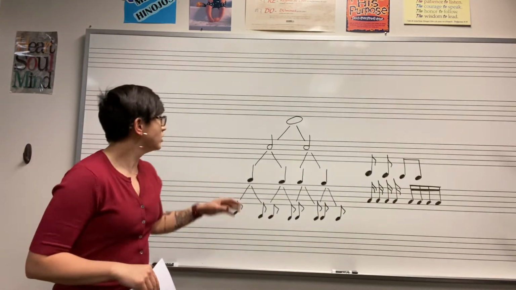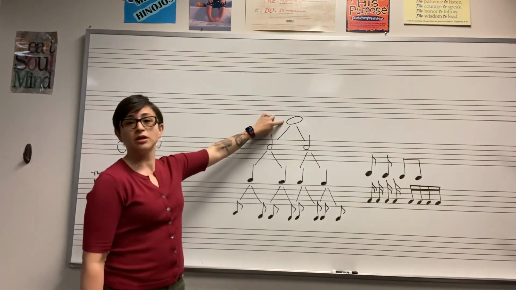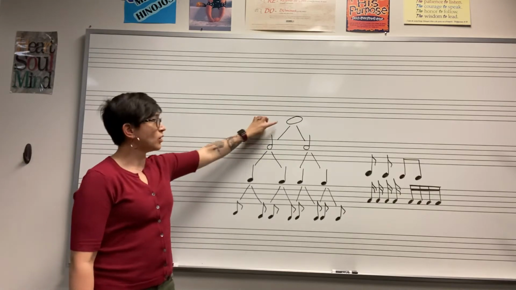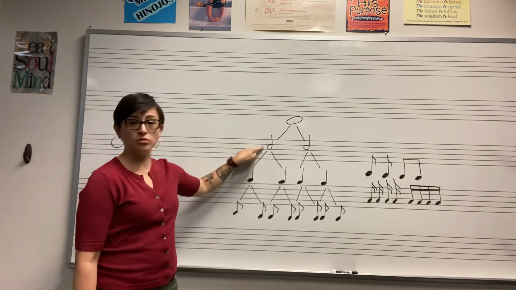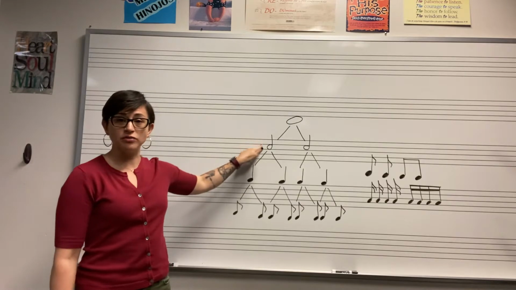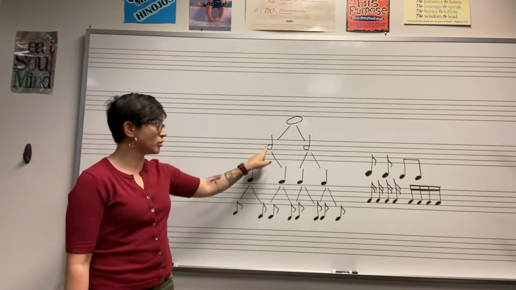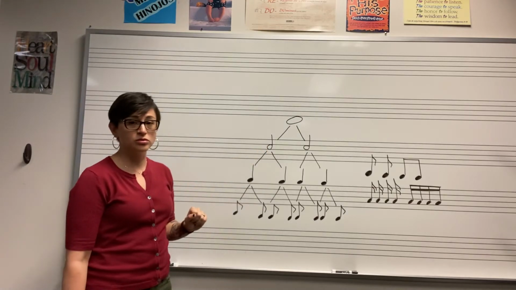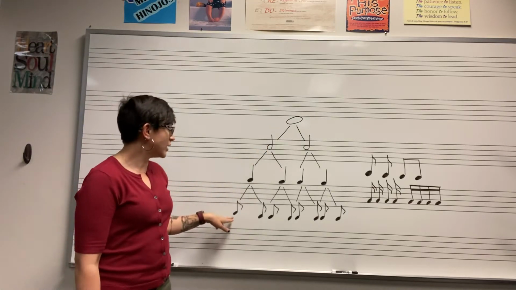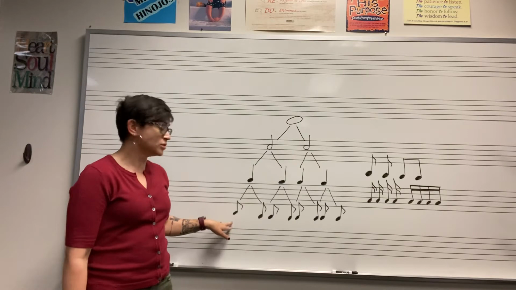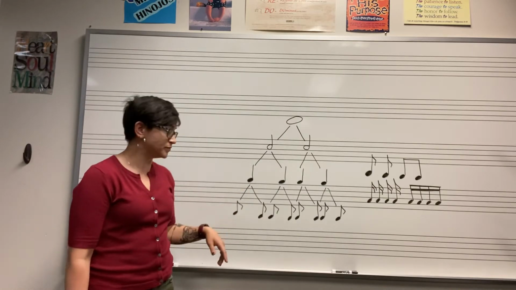We already know that a whole note gets 4 beats. A whole note breaks into 2 half notes, and each half note is 2 beats. Quarter note gets 1 beat, so 2 quarter notes per 1 half note. And then an eighth note is a half of a beat, so 2 eighth notes per 1 quarter note.